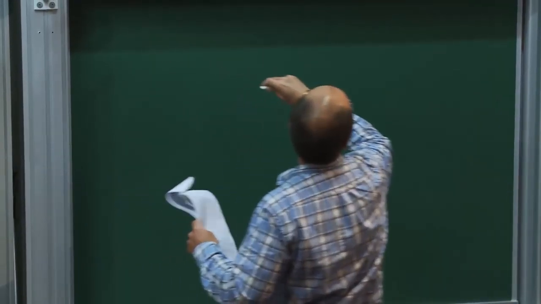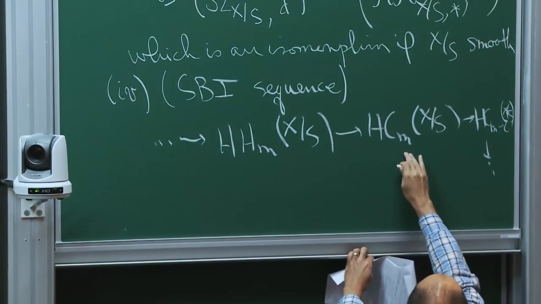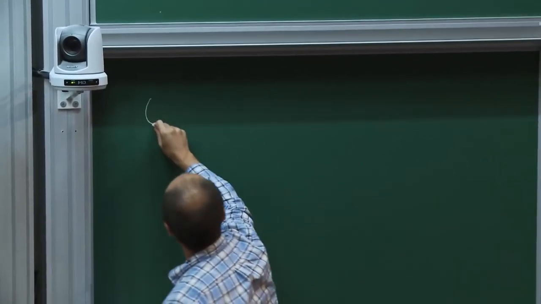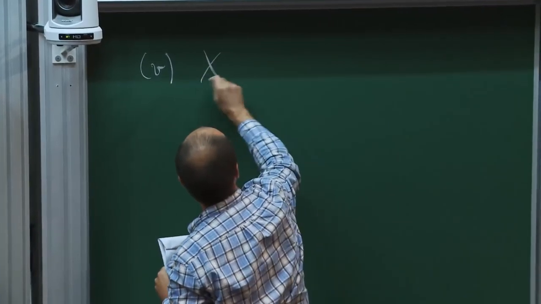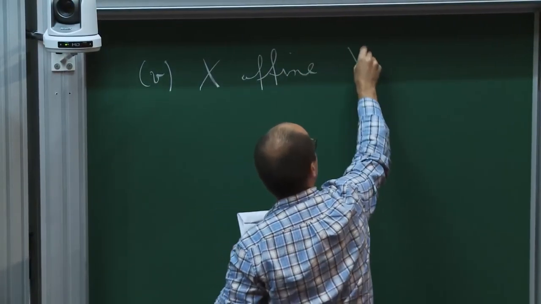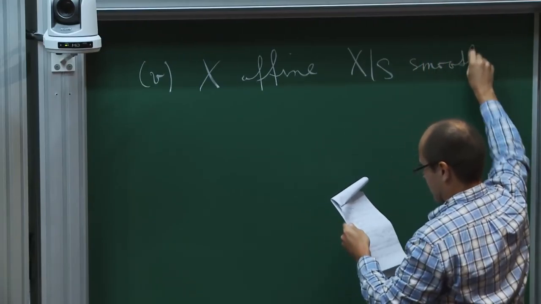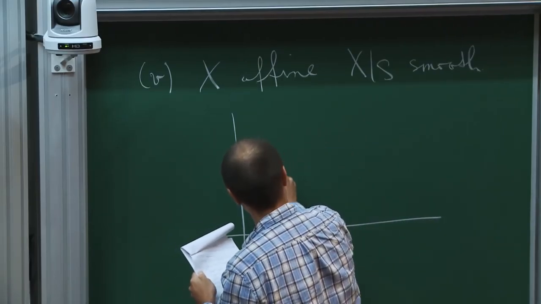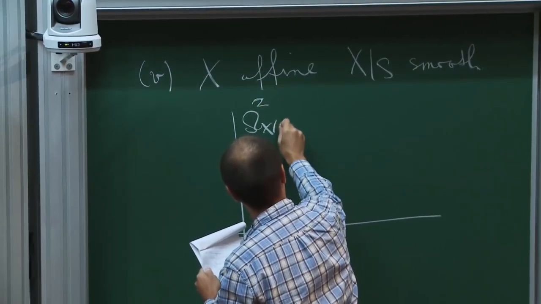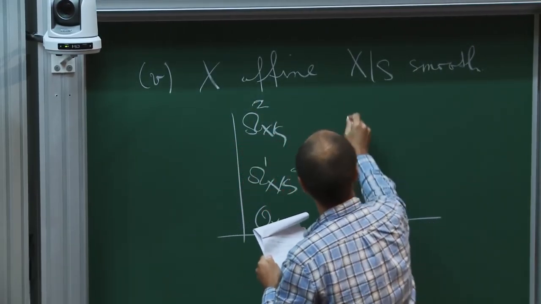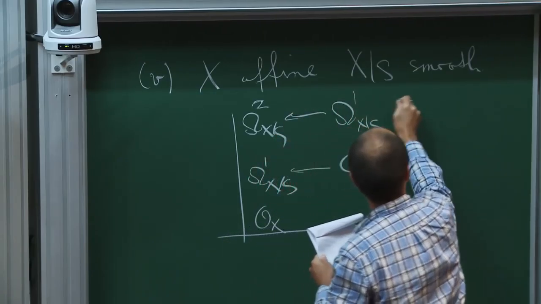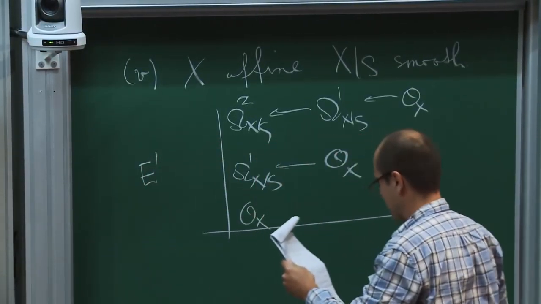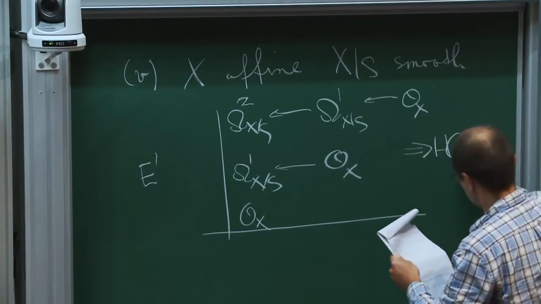Was the third term that you wrote down an HH or an HC? HC_{m-2}. Okay. And let's say X is affine, and X over S is smooth. So then there's a spectral sequence, which I'll just draw in a picture. And this is an E1, homological notation. And this converges to the cyclic homology.